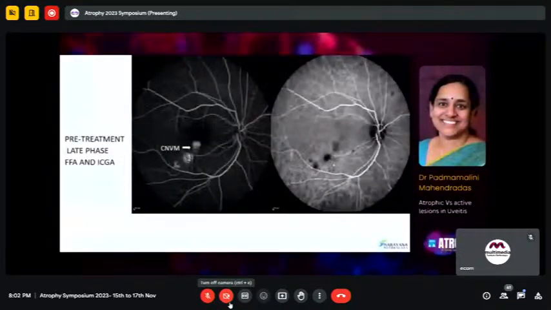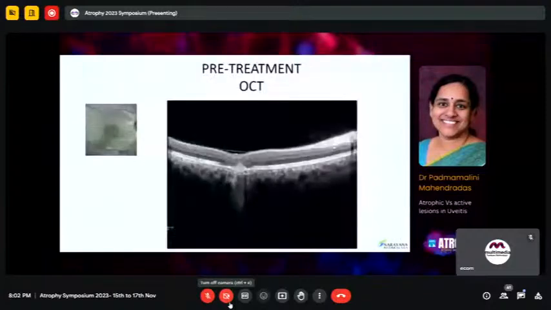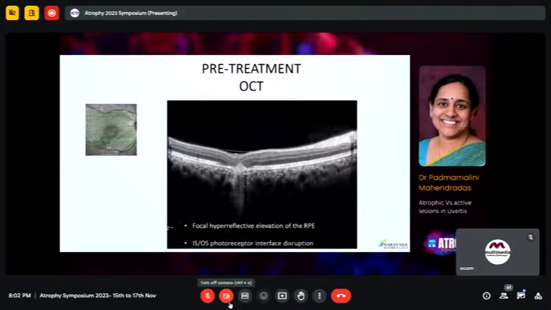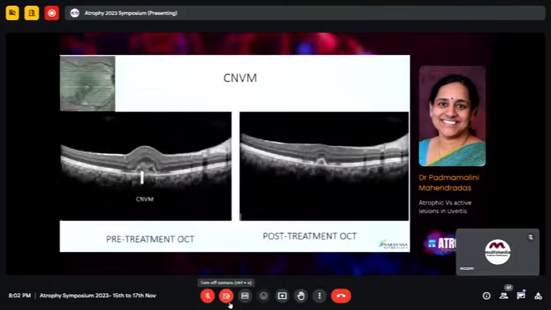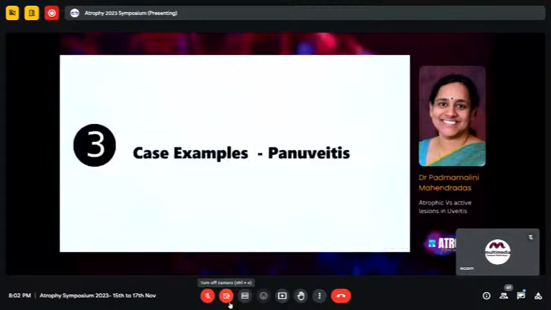ICG shows hypofluorescence, whereas hyperfluorescence corresponds to the areas of the CNVM with the lacy pattern on ICG. On OCT, we see disruption in the outer retinal layers with hyperreflectivity in the outer retina. This patient had an associated choroidal neovascular membrane. Following treatment with anti-VEGF, we could see the resolution of the CNVM in this patient.